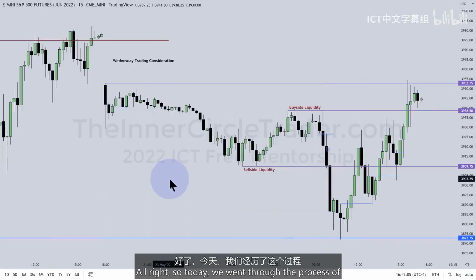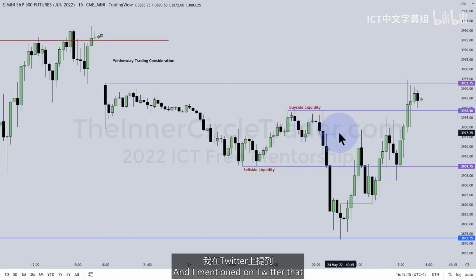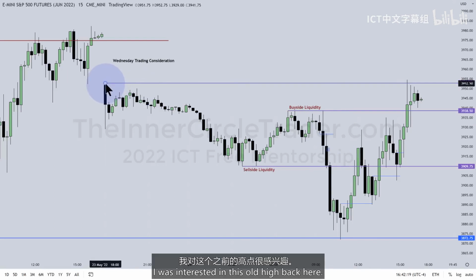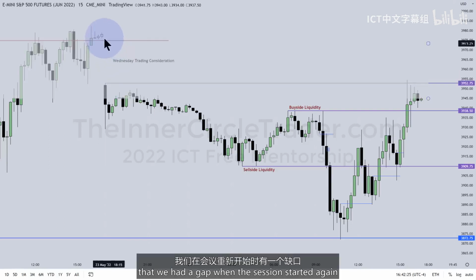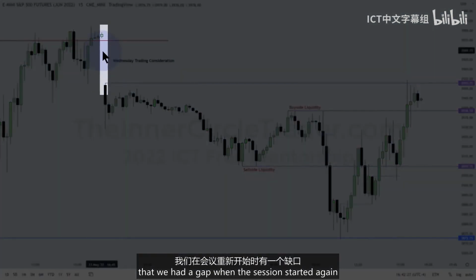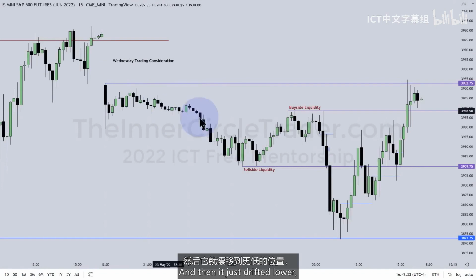All right, so today we went through the process of watching and analyzing the opening price on ES. And I mentioned on Twitter that I was interested in this old high back here. That's largely linked to the fact that we had a gap when the session started again last night, my local time, about 6 o'clock. We gapped down, and then it just drifted lower.